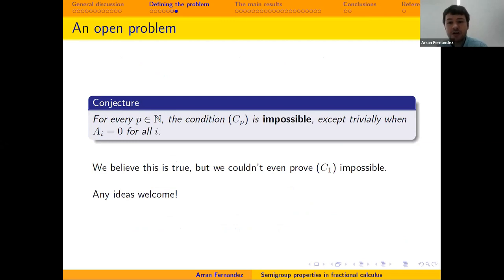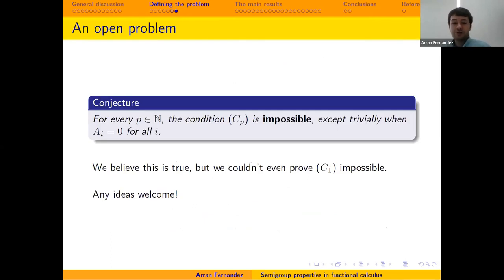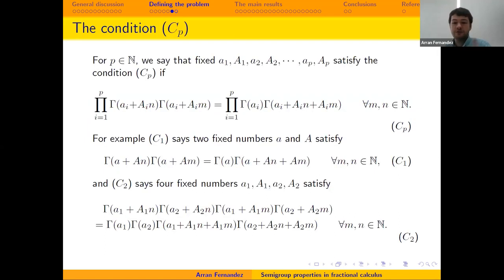So here is the conjecture: the condition Cp is impossible, except in the trivial case where all the big A's are 0. We believe the condition is impossible, but even in the simple case of C1, we were not able to prove that. We tried using Stirling's formula and all sorts of identities for the gamma function. We tried even combinatorial methods. I don't know whether this could be solved by analysis, by combinatorics, or what sort of methods could work here. We tried a lot of things, we couldn't get any solution.